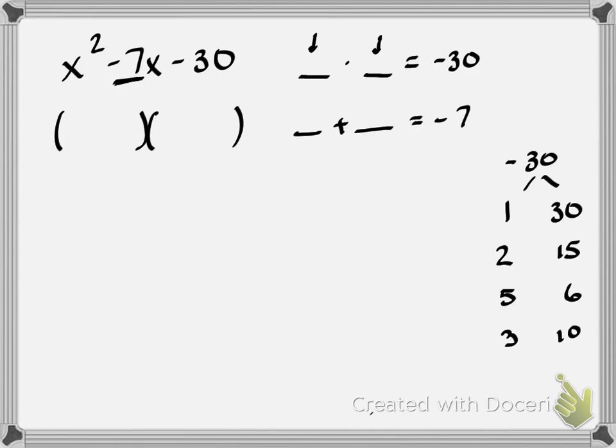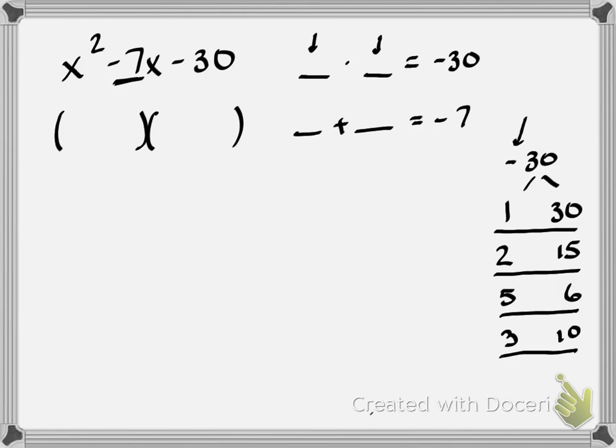Now keep in mind that since this is negative, one of these two numbers in each pair is going to have to be negative in order to get negative 30. Either the 1 will be negative and the 30 positive, or the 2 will be negative and the 15 positive, or the 6 will be negative and the 5 positive. Okay, so we look through here, looking at the numbers: if I mess with the signs, can I get to negative 7?